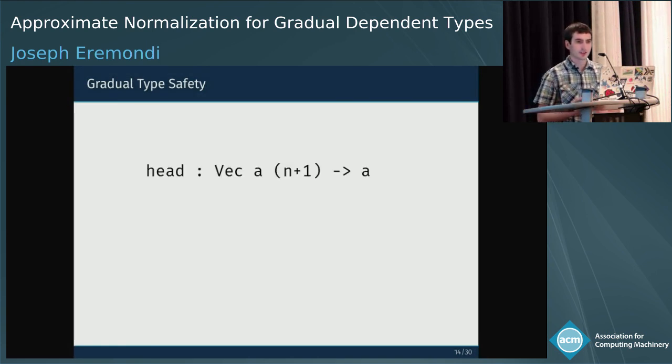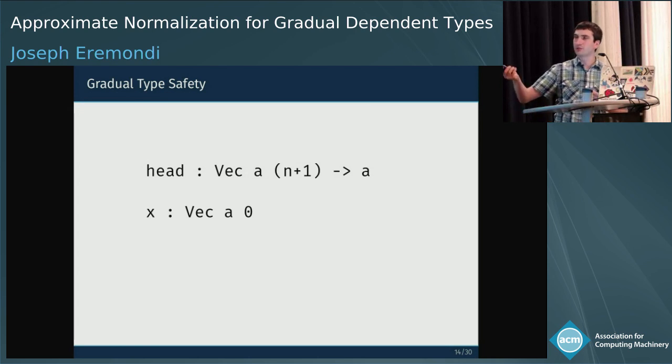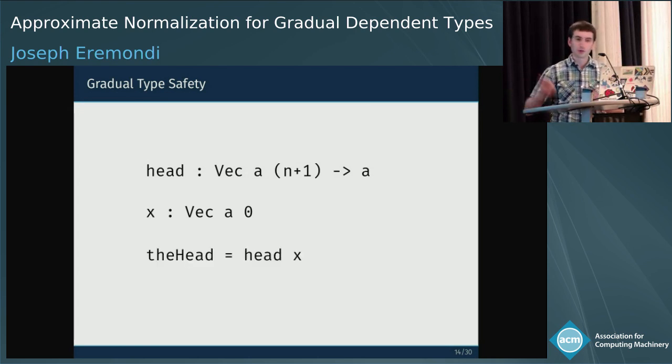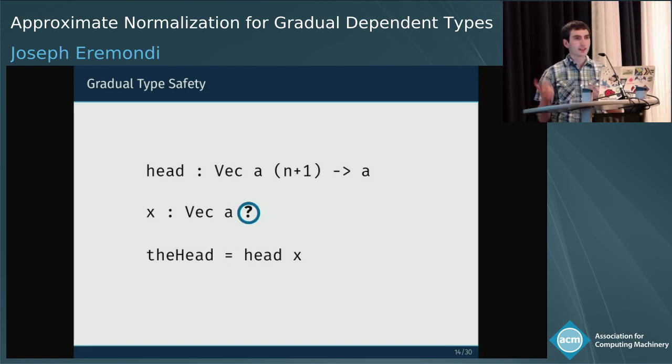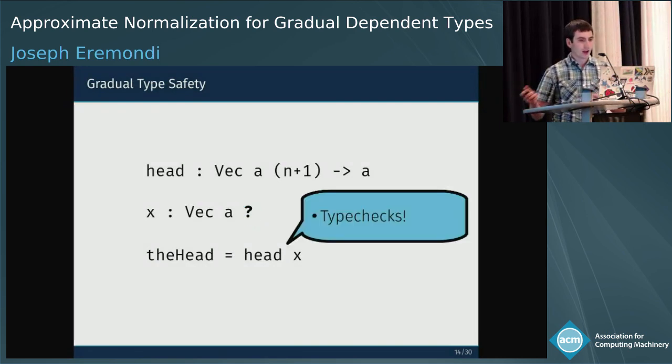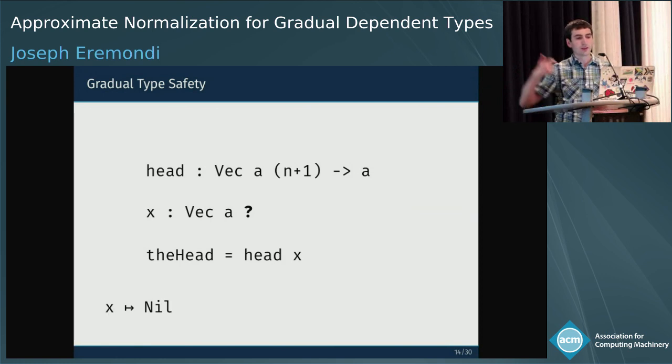And so let's look at some examples of how these things will behave. If we've got our head function, and let's say we start with a vector that we statically know is empty. If we try to call head on this in our language or in any dependently typed language, this shouldn't type check. If instead we change it so that we don't statically know the length of our vector, we say we will give it the unknown length, then this call type checks because n plus 1 is consistent with unknown. And then how it behaves at runtime depends on what we instantiate it with.